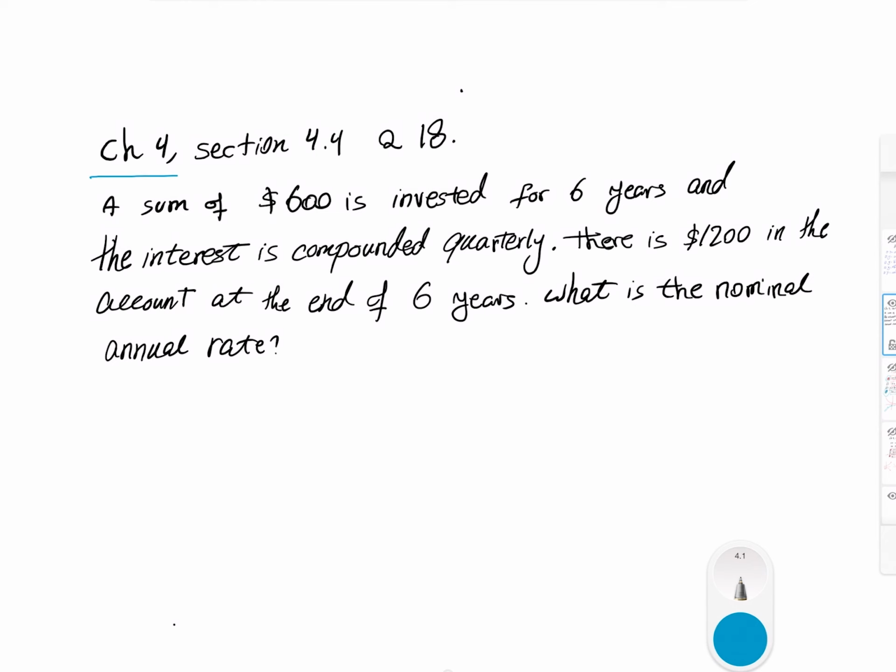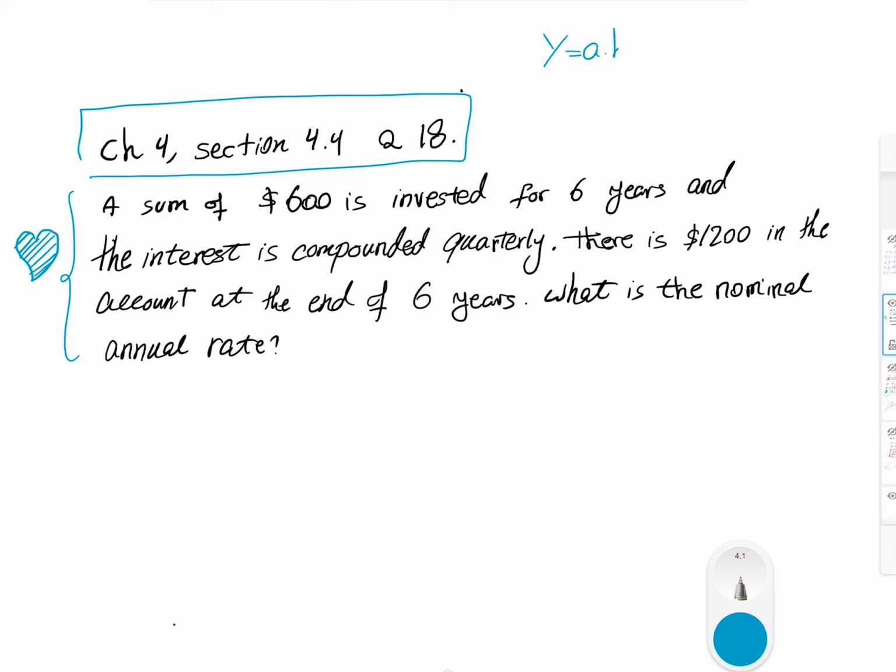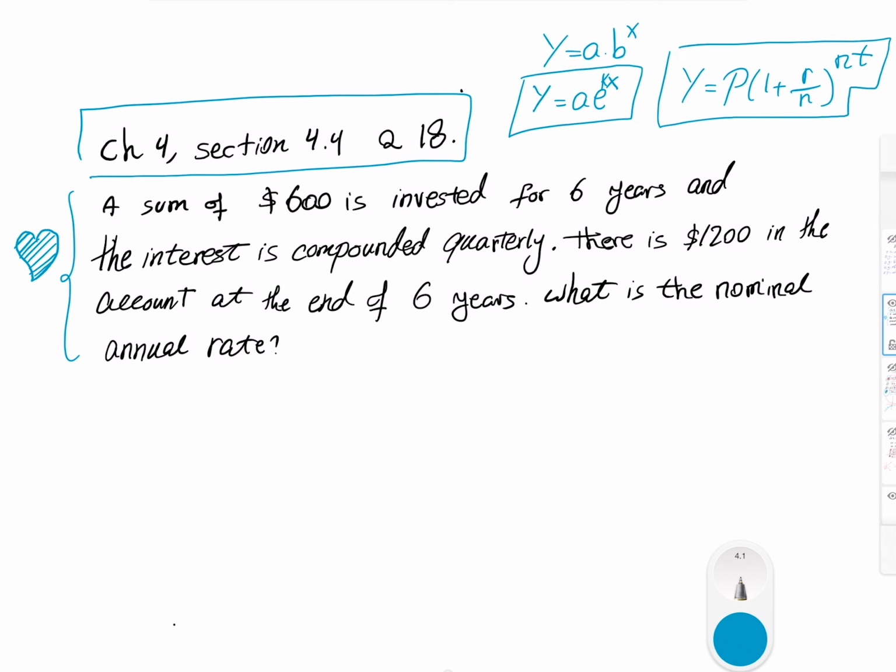Chapter 4, section 4.4, question 18. Word problem. I know you guys don't like it, but try to love it for only the next few days. We have three formulas: y equal to a times b to the power of x, y equal to a e to the power of kx, and y equal to P(1 plus r over n) to the exponent nt. When you see a word problem in chapter 4, you need to know which formula to pick.